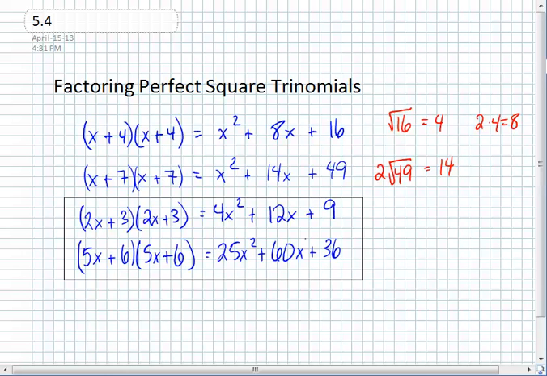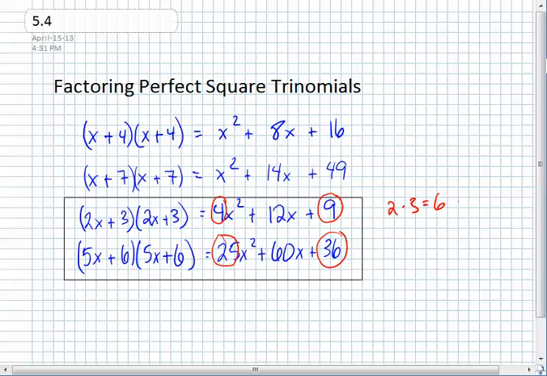Just like when we started learning how to factor these, we had to change our algorithm, if you will, to include this first term. And we're going to do the same thing here. So let's look at the square root of both of those. The square root of 4 is 2. The square root of 9 is 3. 2 times 3 is 6, and 6 times 2 is equal to 12, which is what the middle term is there. Let's do the same thing for the bottom one.